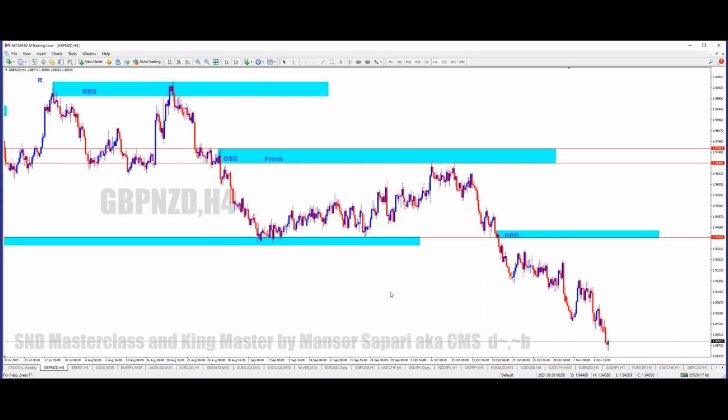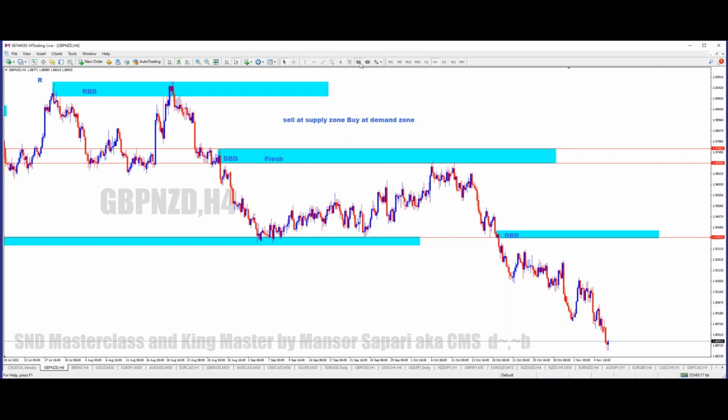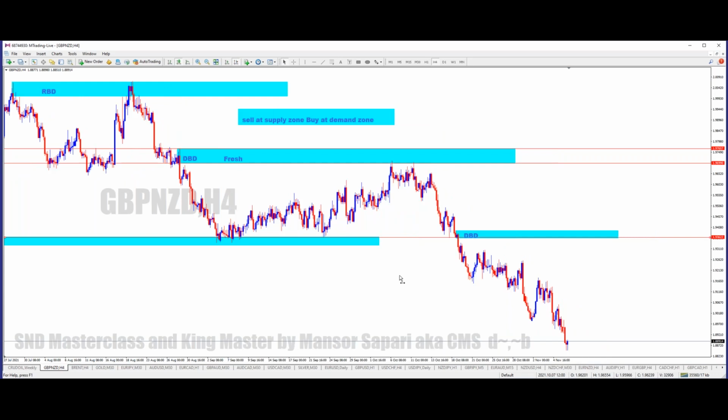So there are so many supply zones and so many demand zones, but always follow the rules. The rule of supply and demand is: sell at supply zone and buy at demand zone. Only follow this simple rule. Sell at supply zone, buy at demand zone. And then look to the left. What does it mean by look to the left?